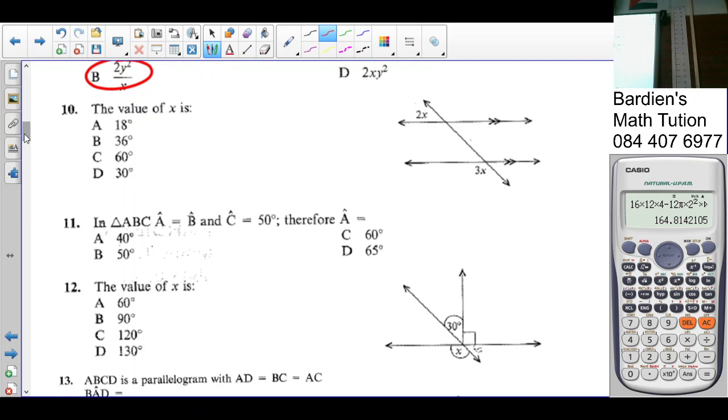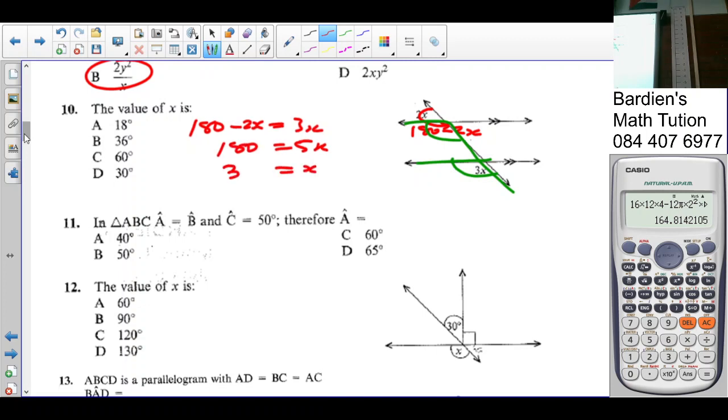The next one, the value for x. So here, this here is going to be 180 minus 2x. Not so? Angles on a straight line. And what you should see here is corresponding angles. So those angles are equal. So it's 180 minus 2x equals 3x. Corresponding. So 5x is equal to 180. Divided by 5 both sides is going to give you 36. Makes the answer B.